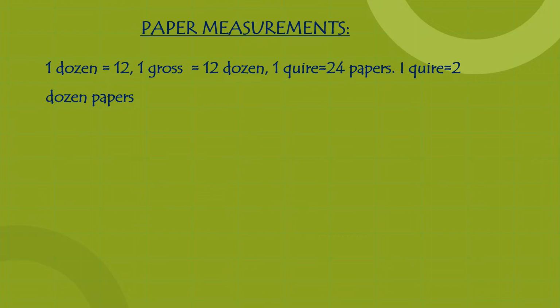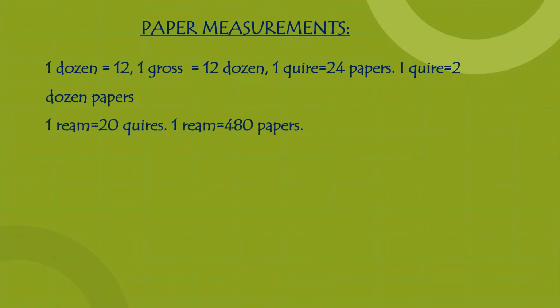1 gross. If I say 1 gross, it means it has 12 dozens. Okay, it will have 12 dozen. Then you have 1 quire, which is equal to 24 papers. Now this is the measurement for papers. If I say 1 quire of paper, means there will be 24 papers in that quire. Next, 1 quire is equal to 2 dozen of paper. Okay? 24 means how much? If I break it into 2, it will be 12, 12. So 24. So that means 2 dozen of papers will be there in 1 quire. These are the things that you should know by heart.